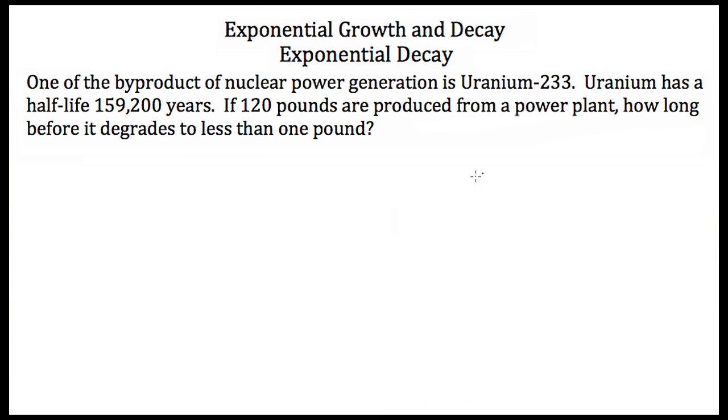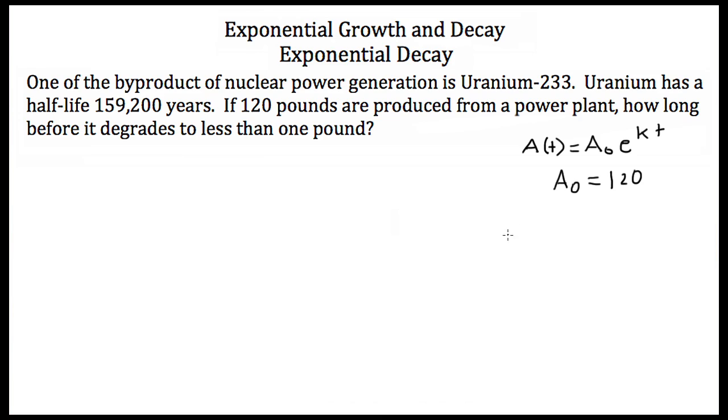Well, let's think about what we know. We have our equation. The amount of radioactive material we have at time t is equal to the initial amount of material times e to the kt. Our initial amount here, that's equal to 120 pounds. We have our half-life here, but that's not our k value.